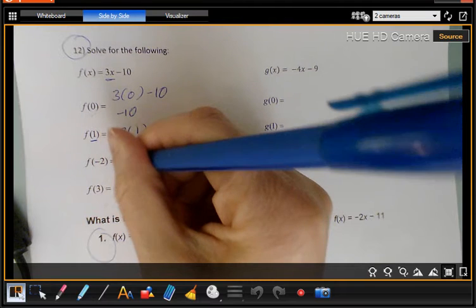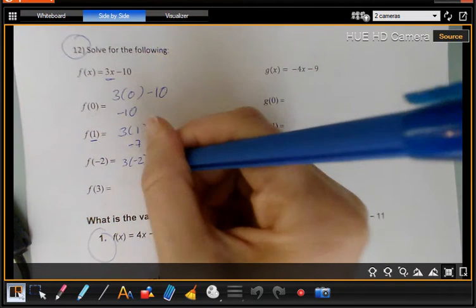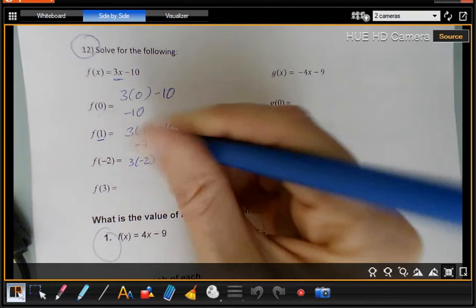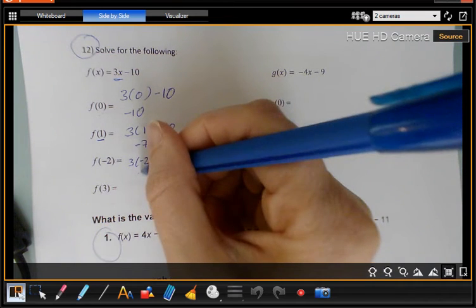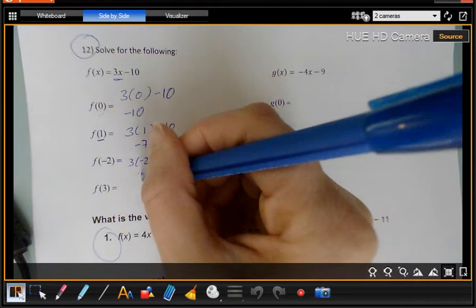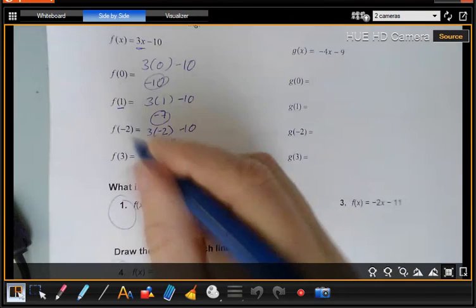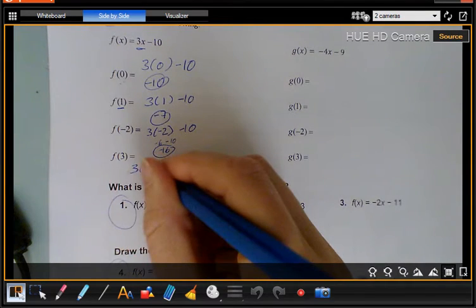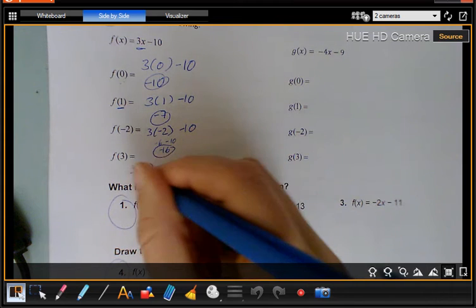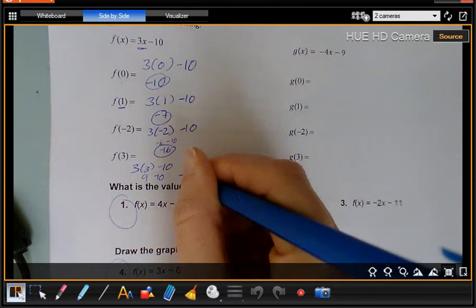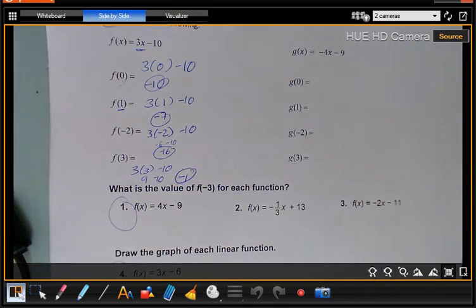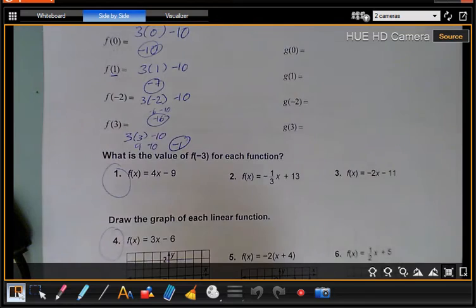So this would be 3 times negative 2, again plugging it in for that x, minus 10. We get negative 6 minus 10, which gives us negative 16. And then finally, we're going to go 3 times 3 minus 10. 3 times 3 is 9. 9 minus 10 gives us a negative 1. So just plugging those things in. All that function notation just means plugging it in there. We're going to do one more just like that.